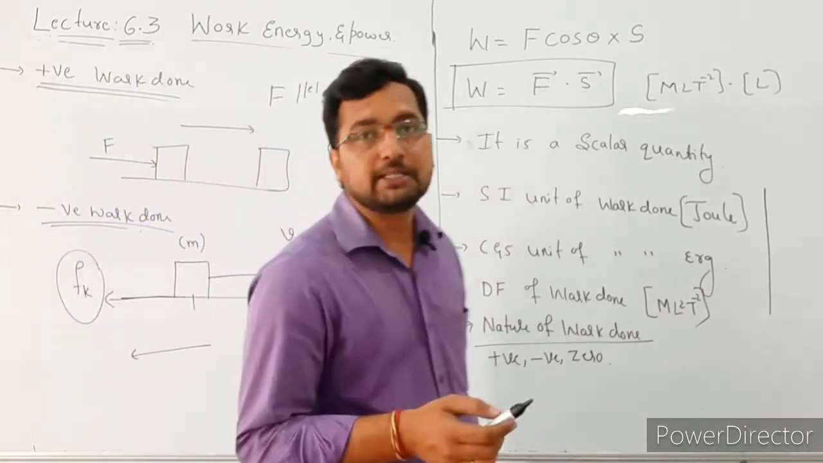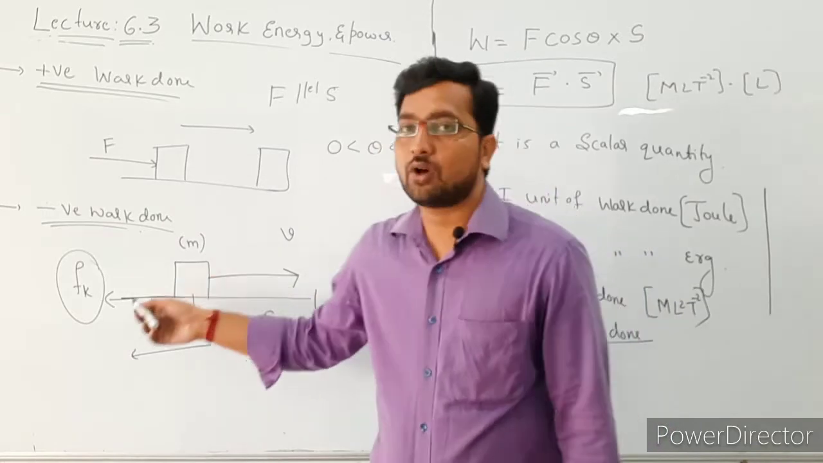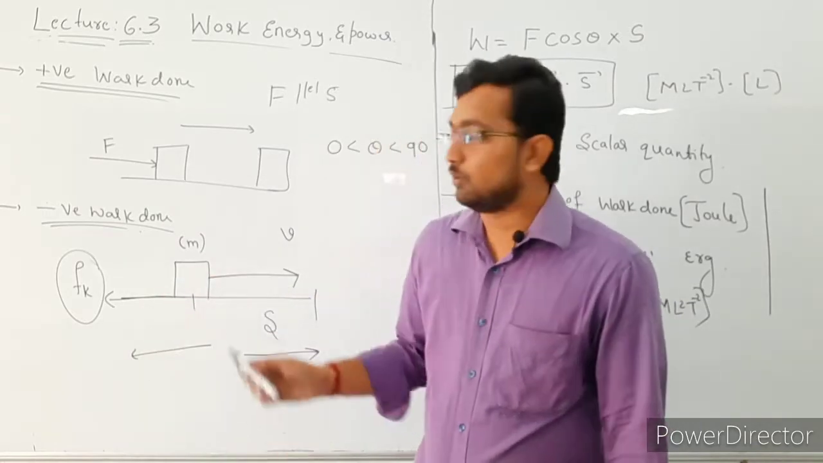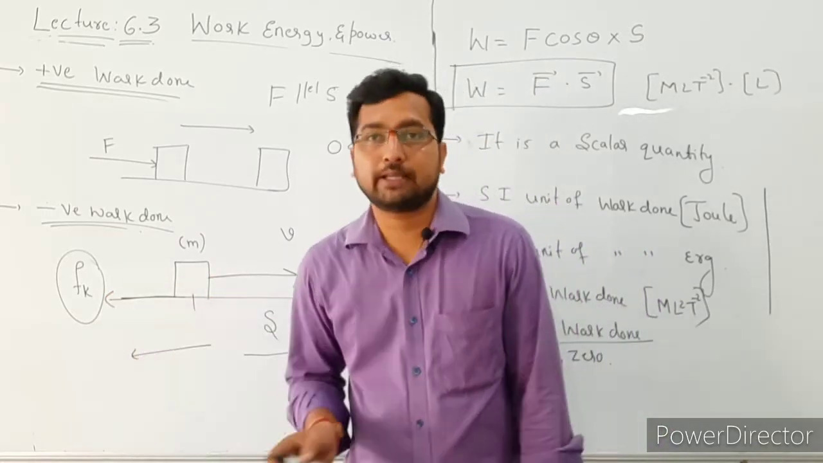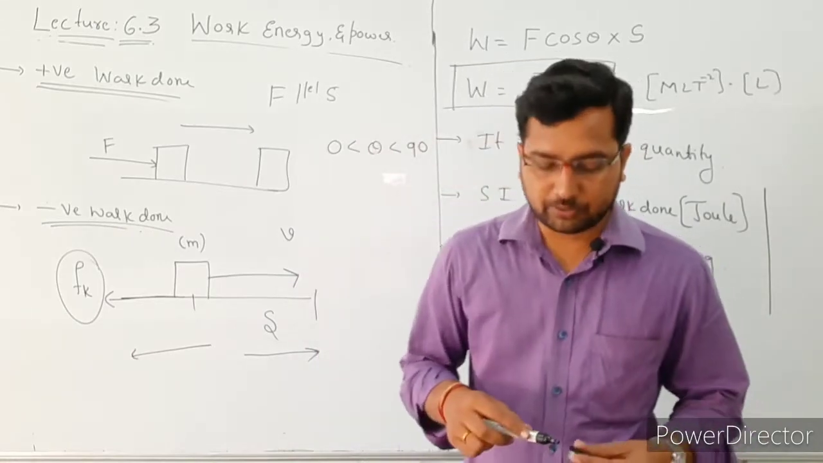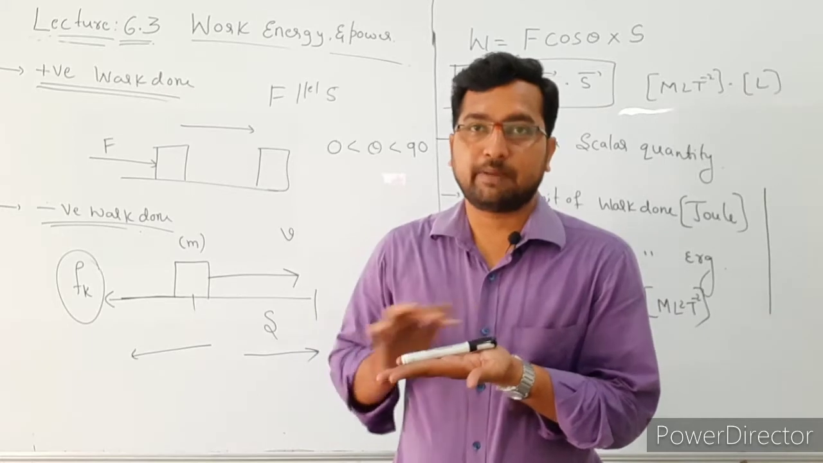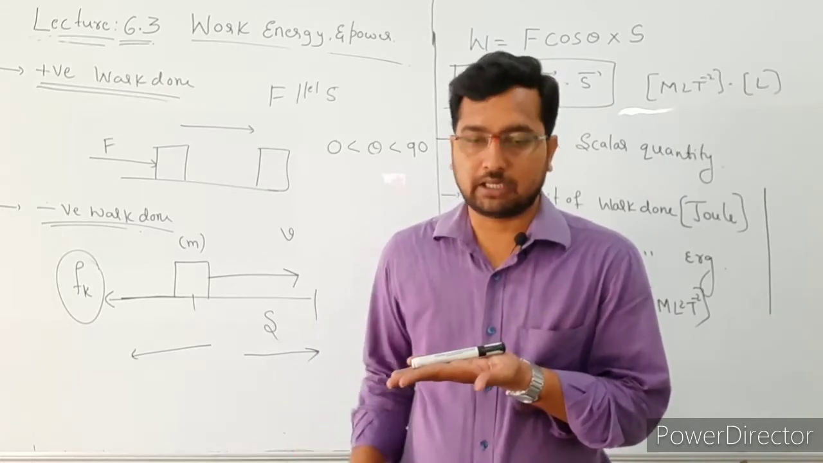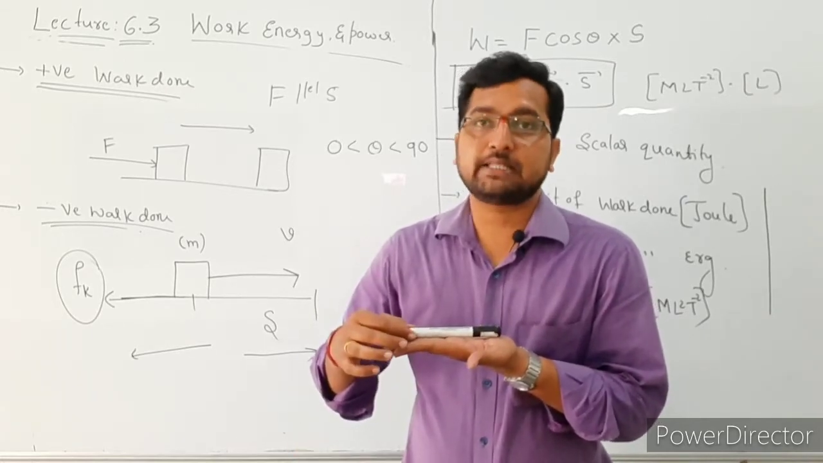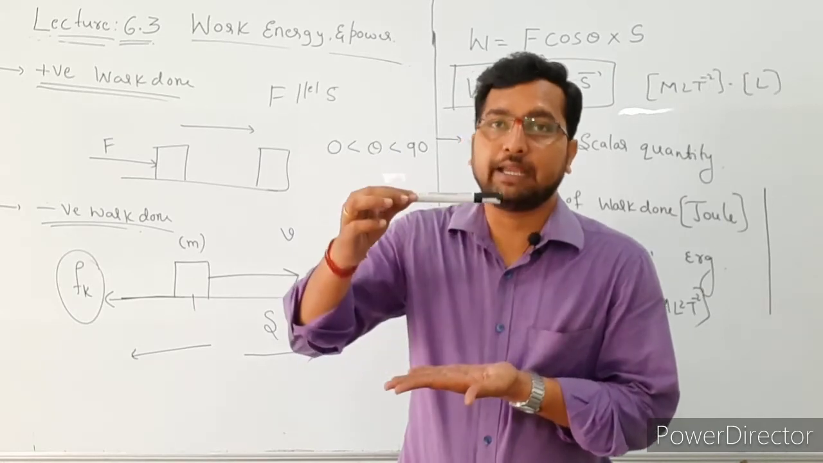The first example is, if a block is placed on a horizontal surface, the work done by the friction force on the block is negative. Okay, the next one. Consider this is a body. It is placed on the surface of the earth. So here we displace this body to a certain height, right?